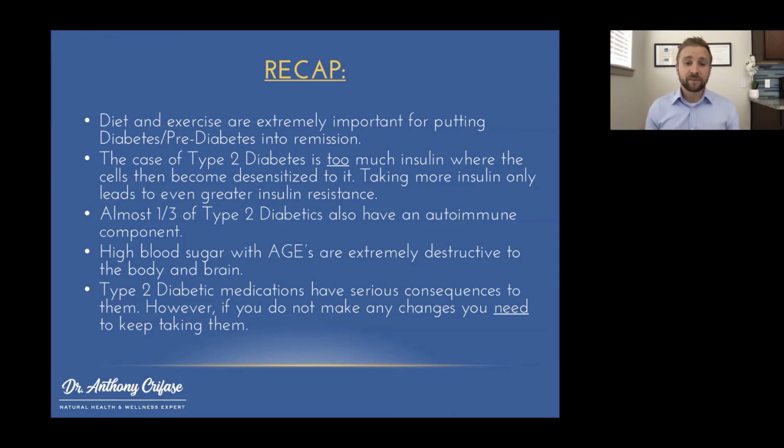Almost 1/3 of all type 2 diabetics also have an autoimmune component. High blood sugar with advanced glycation end products are extremely destructive to the brain and body. And type 2 diabetic medications have serious consequences to them.